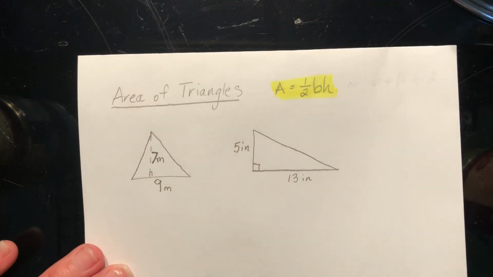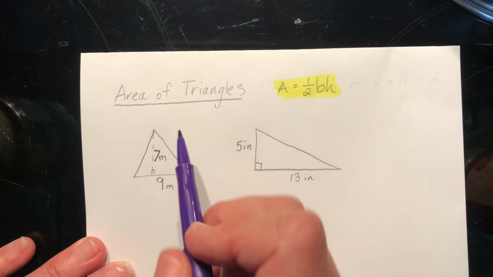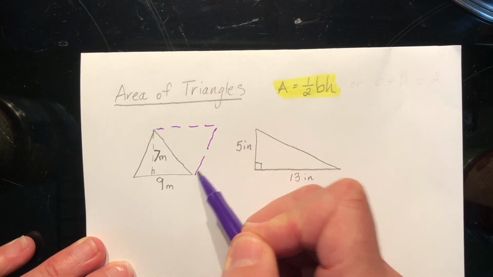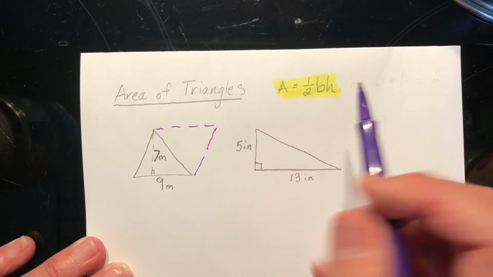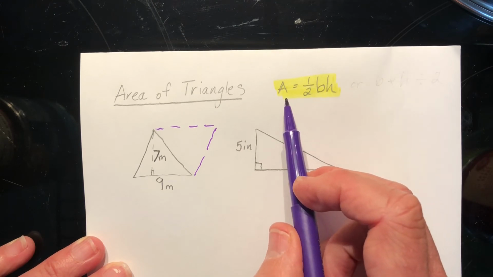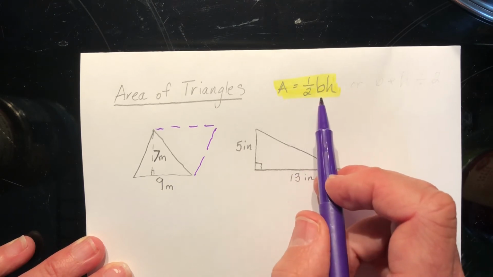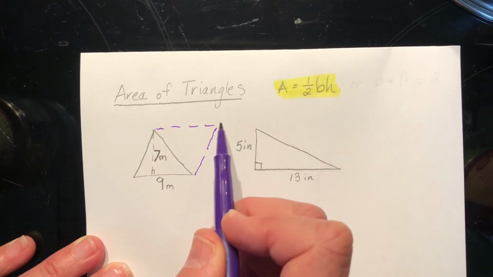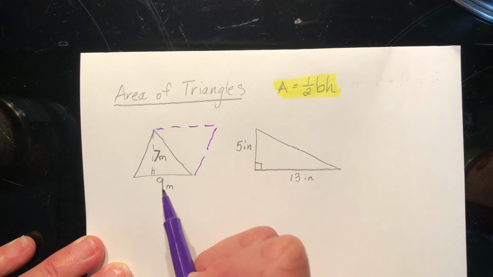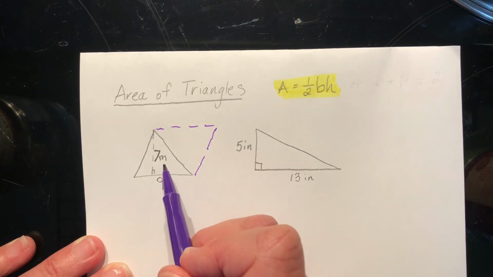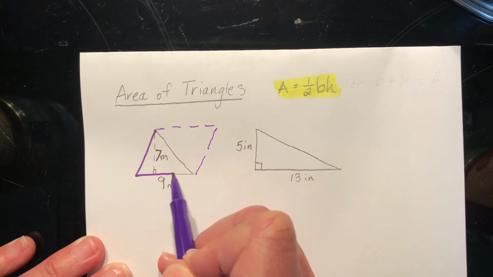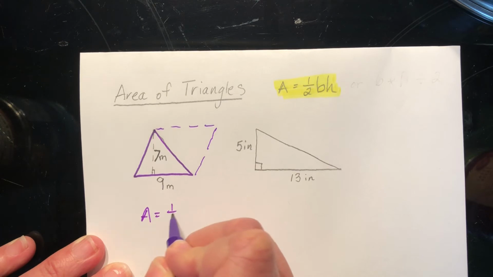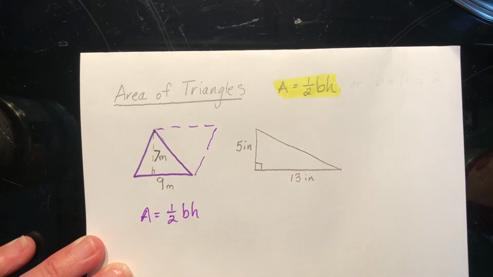If you can see, a triangle is actually half a parallelogram. And this is why the area of a triangle is area equals 1/2 times base times height. Because if we were to find the area of the parallelogram, we could do base times height, but we don't want the whole parallelogram. We just want this triangle. And therefore, the formula is area equals 1/2 base times height.